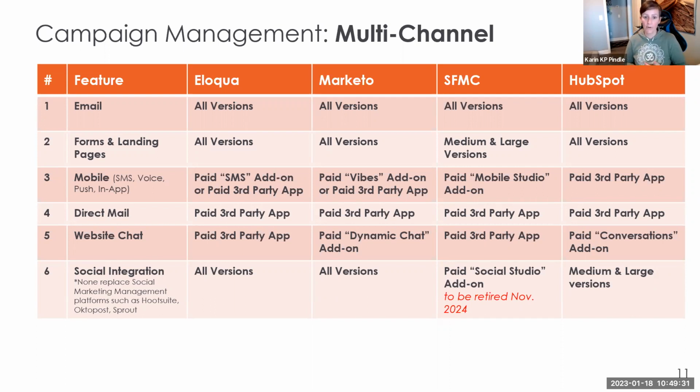Similarly with Marketo, for years they've had a paid Vibes add-on for text messaging. Some people will still use a paid third-party app because they have more robust MMS, voice messaging, not just SMS. Salesforce Marketing Cloud has what's called Mobile Studio, which can do everything we're talking about here, which is fantastic. And then HubSpot has a paid third-party app wrap. They haven't built any out-of-the-box functionality for HubSpot to do anything with mobile marketing like those things I've mentioned.